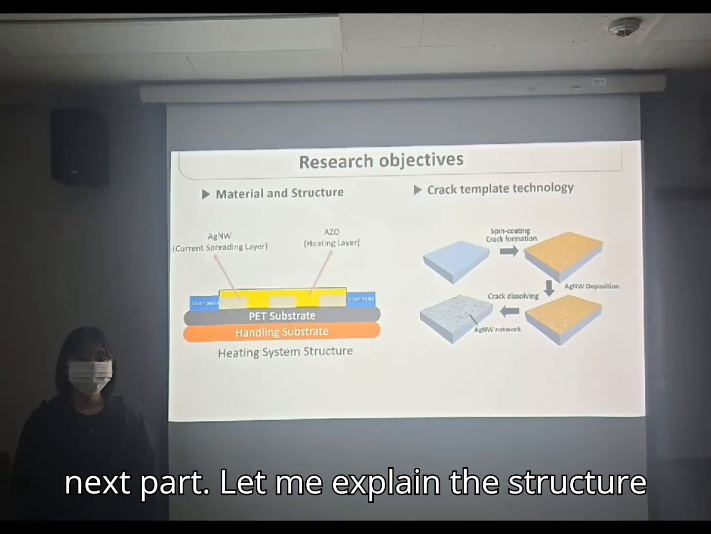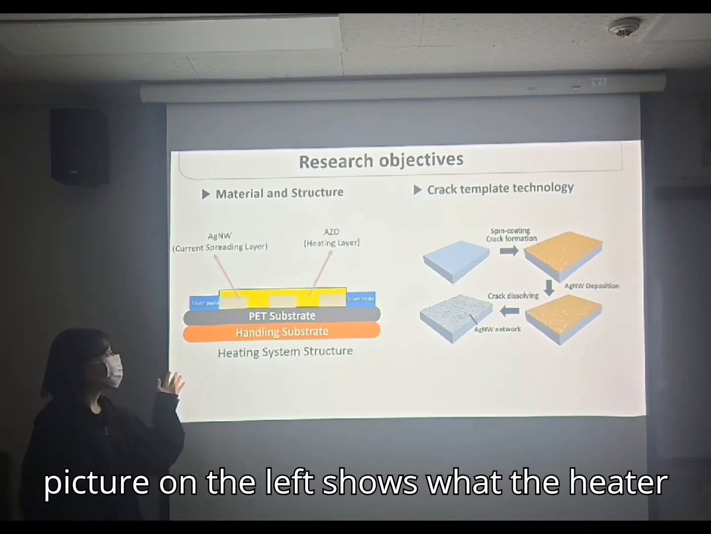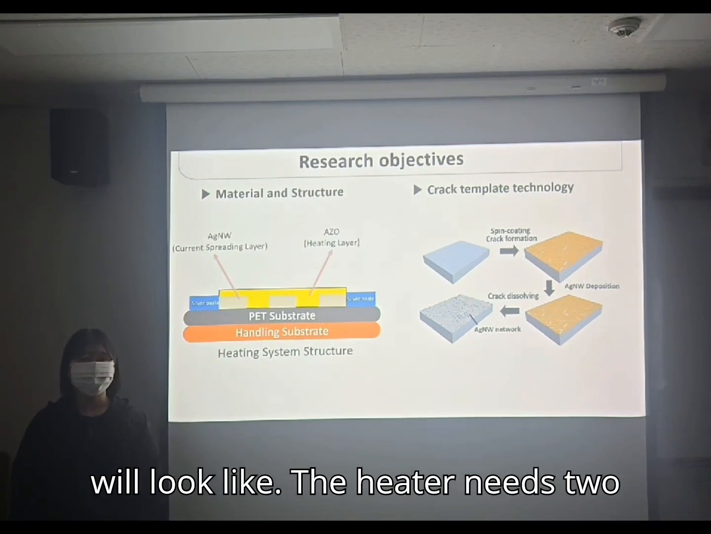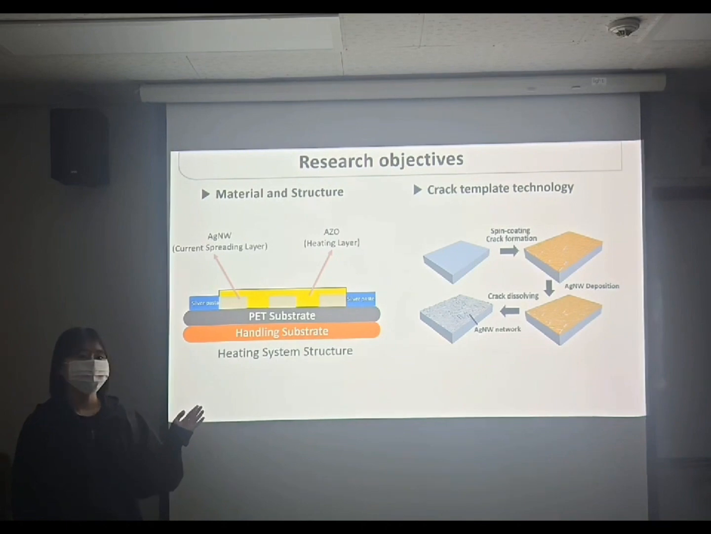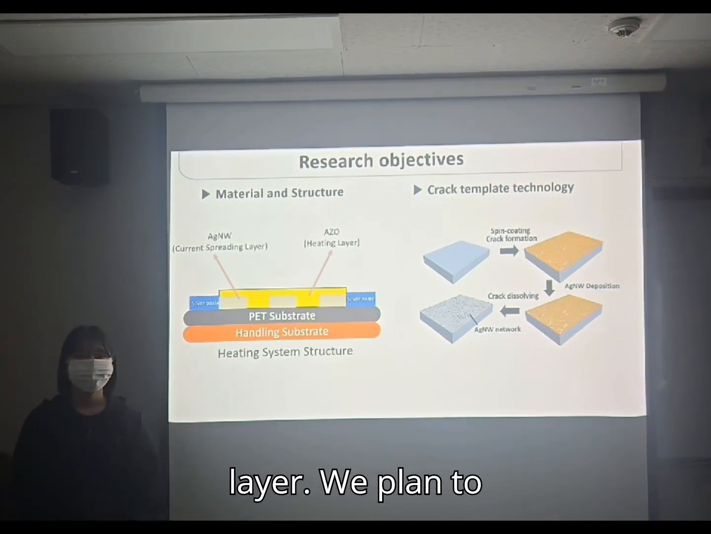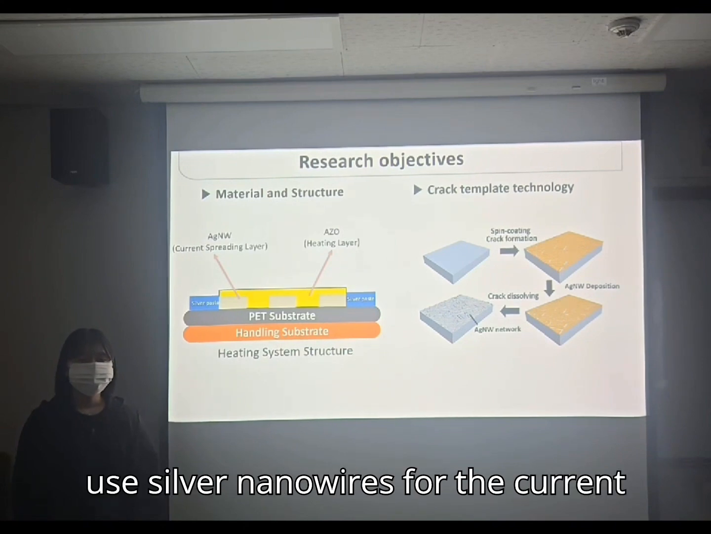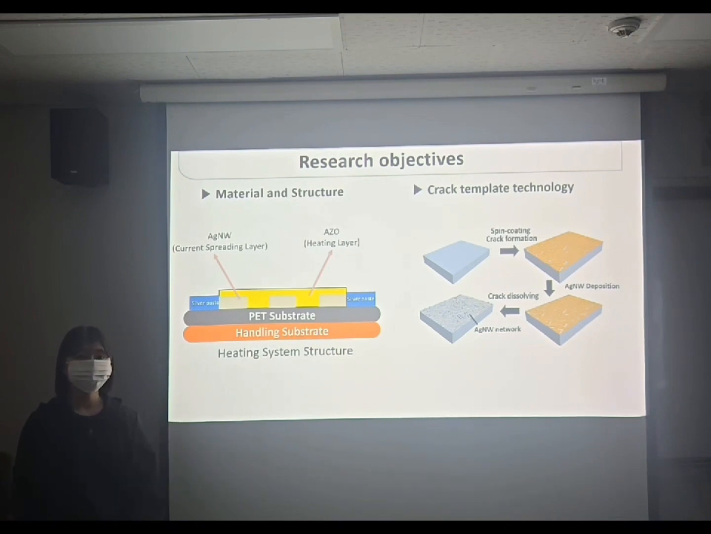Let me explain the structure of the heater we want to make. The picture on the left shows what the heater will look like. The heater needs 2 layers. One is the heating layer and the other is the current spreading layer. We plan to use silver nanowire for the current spreading layer and aluminum zinc oxide for the heating layer.